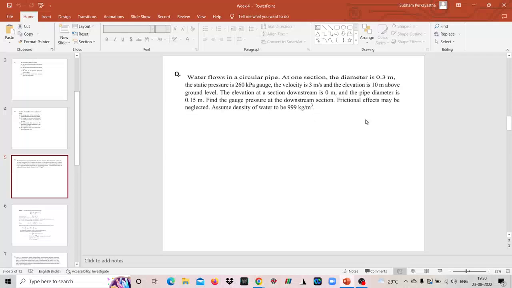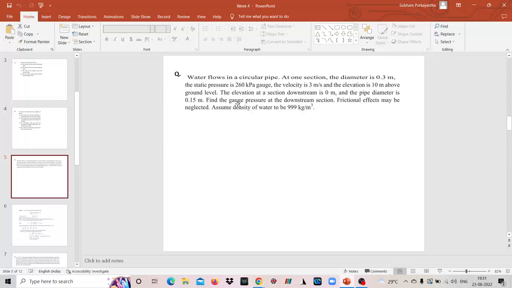Please read the question once again. There is a circular pipe and it is a tapered pipe. Why is it a tapered pipe? Because the diameter is varying. At the upstream section, the diameter is 0.3 meter, and at a downstream section, it is 0.15 meter. At the upstream section, the value of the static pressure, the velocity, and the elevation is given, and at the downstream section also, the elevation and the pipe diameter is given.